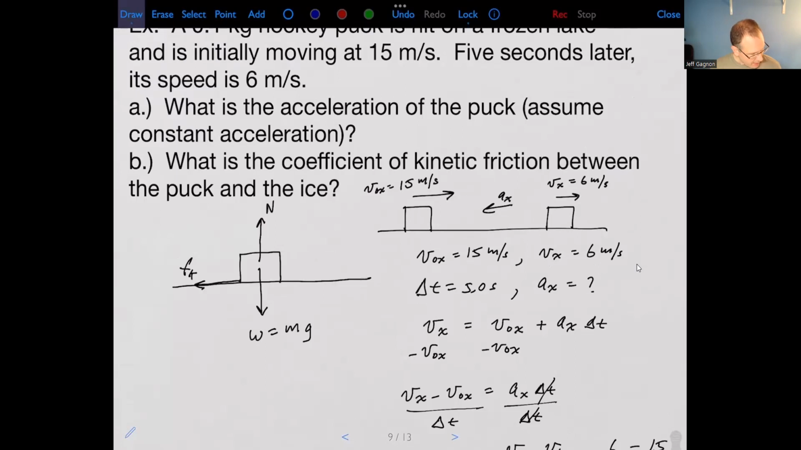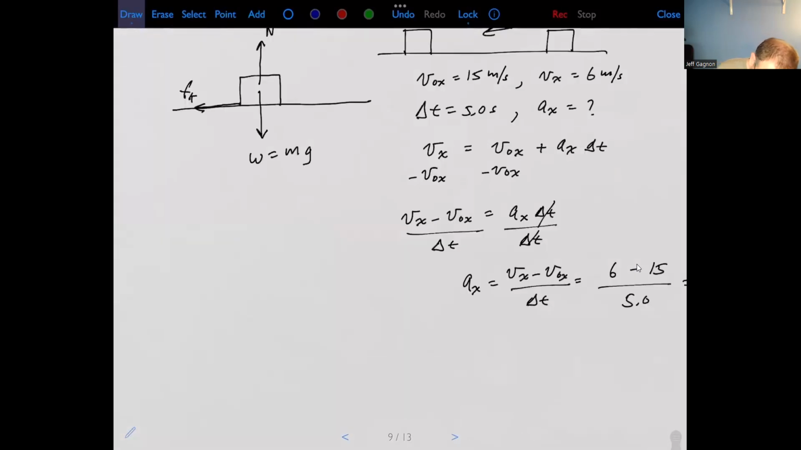Now part B is asking, what is the coefficient of kinetic friction between the puck and the ice? So for part B, we want to find out what mu_k is. We don't know that yet, it's not given, so we want to calculate it. But we do know that the kinetic frictional force has this nice model. You can model it with this equation where F_k is simply equal to mu_k times N.